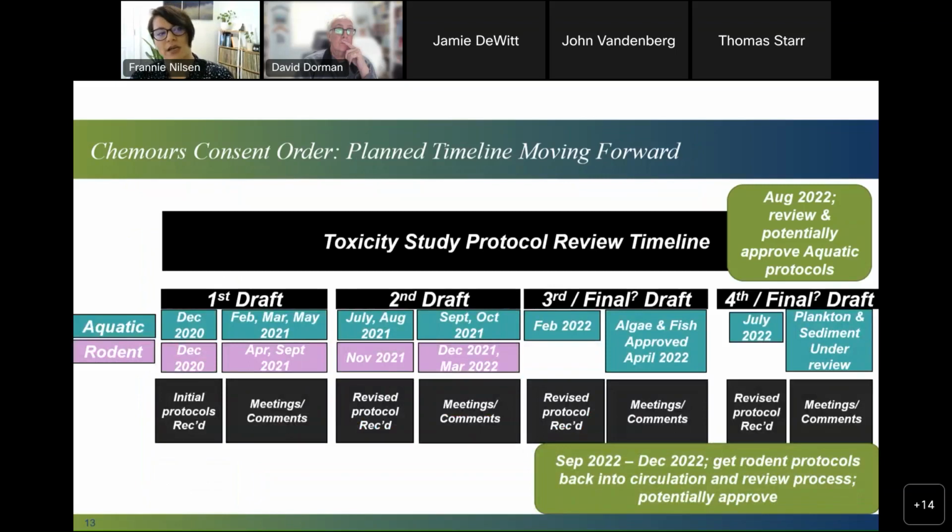Okay, here's the timeline and what we kind of plan to do moving forward. And so for August, myself and some of the other toxicology staff will be reviewing these revised protocols for the plankton and the sediment worm toxicity experiments, and hopefully approving them based on the edits that were made. And then from September to the end of the year, I'm really going to try to get these rodent protocols back in circulation and in the review process to potentially approve them and hopefully get those things started, or at least in the queue at the contract lab by the end of the year.